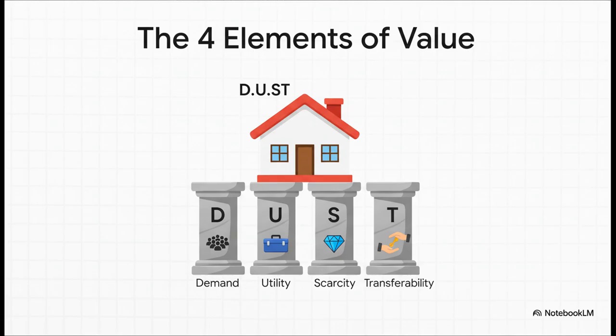Just remember the acronym DUST. For a property to have any real value, it needs all four of these elements. Demand, do people want it? Utility, can you use it for something? Scarcity, is there a limited supply? And transferability, can you legally sell it? If you're missing even one of these, you don't have real value.